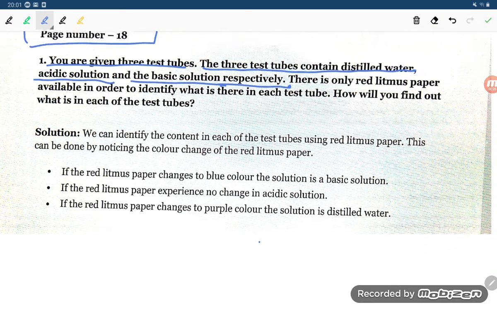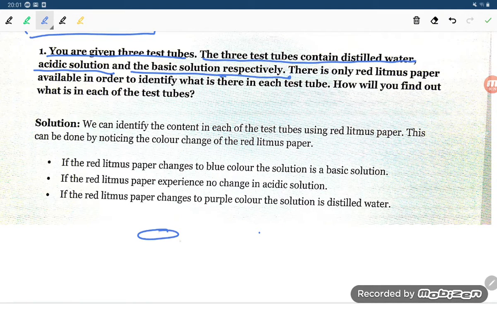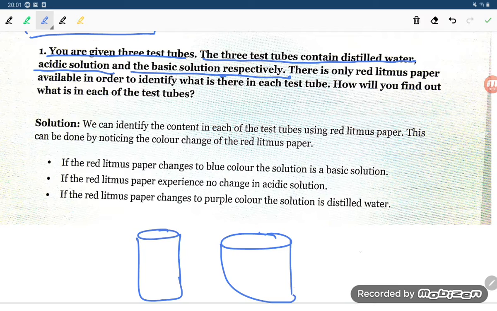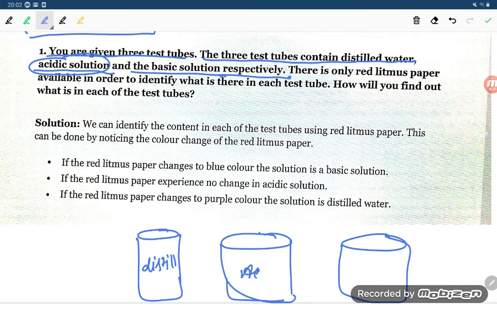Try to understand here, students. There are 3 test tubes. In the first tube there is distilled water. Another test tube has an acidic solution. The last one has a basic solution.